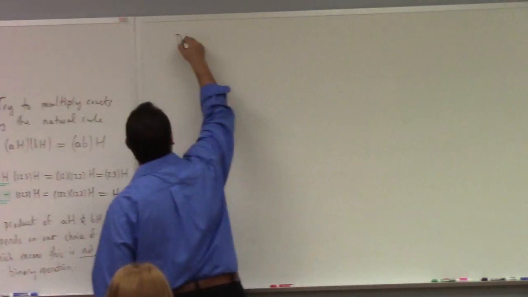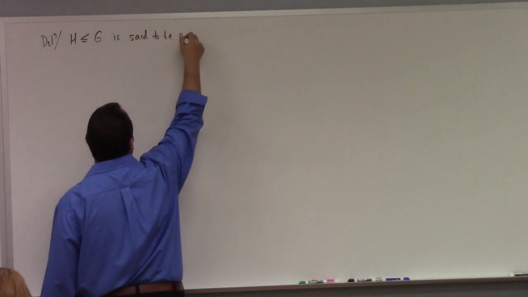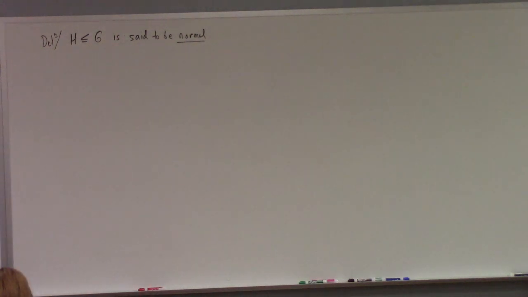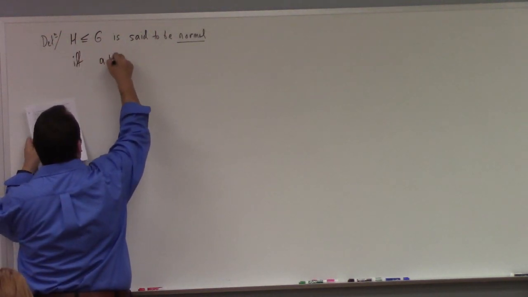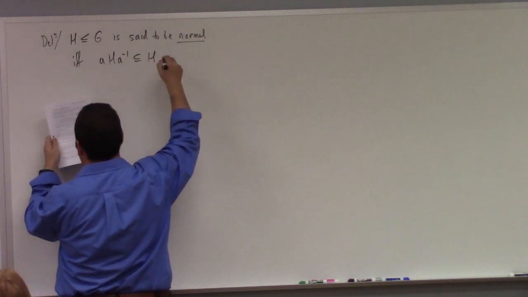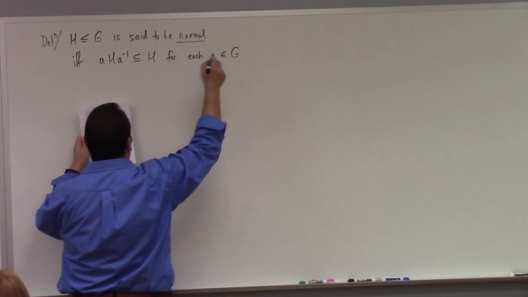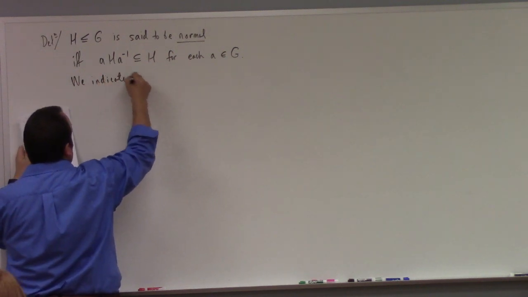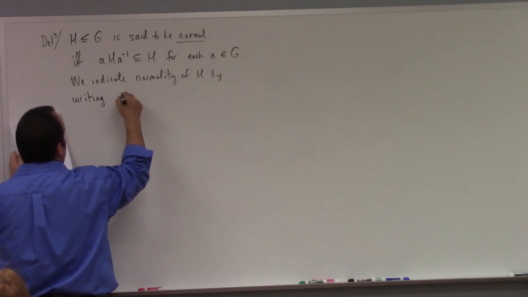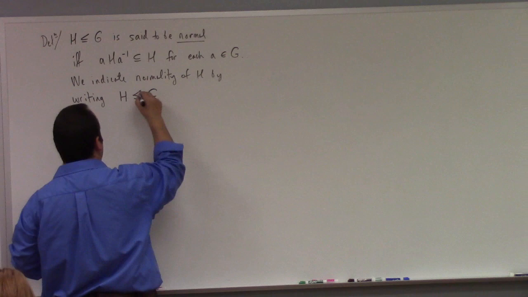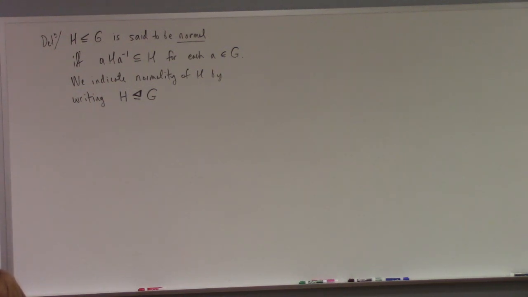So definition: H, a subgroup of G, is said to be normal if and only if aHa inverse is a subset of H for each a in G. We indicate normality of H by writing that H is like this. So we basically close the inequality, make a triangle there. H is a normal subgroup of G is what that notation means. All right?